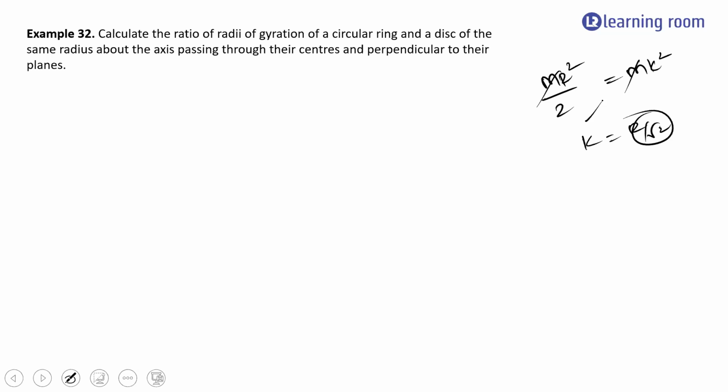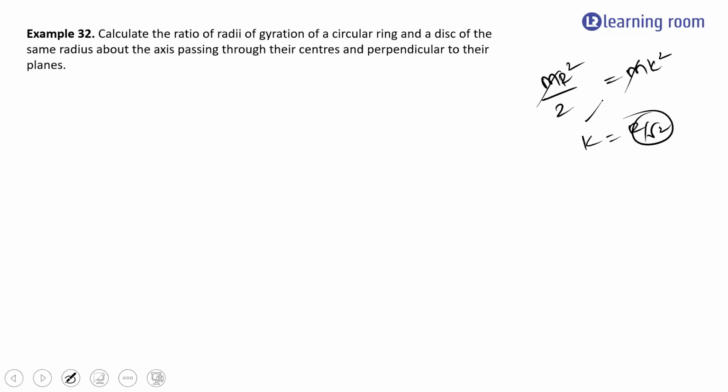Okay. Calculate the ratio of radius of gyration of a circular ring and a disk of the same radius about the axis passing through their center and perpendicular to their planes. I am assuming that mass is also the same. Okay, that is not given, but I need to take it.